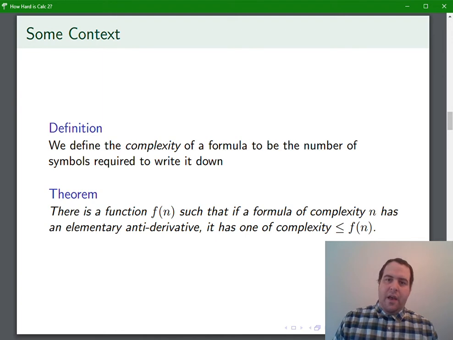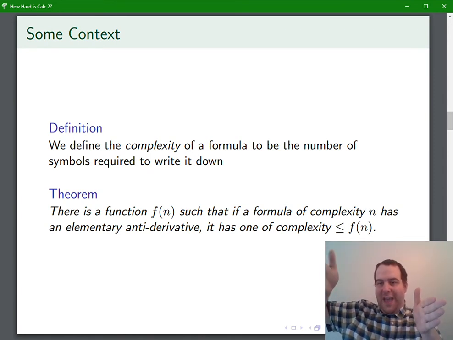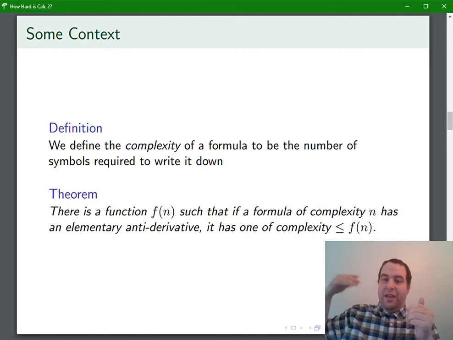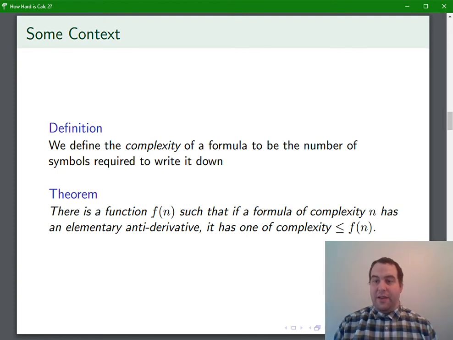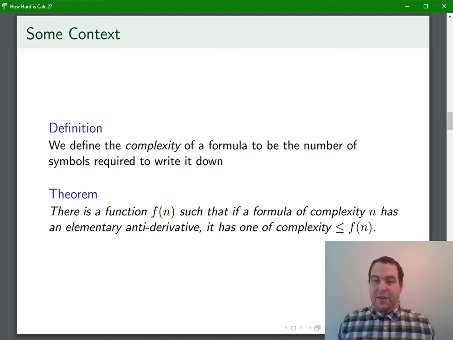complexity classes. And it turns out that if this is the case, then there's some sort of function that says, well, actually, we don't have to search infinitely long, right? There's some sort of function f of n such that if a formula has complexity n, then we only have to check the formulas up to complexity f of n in order to find the antiderivative, if it exists. And if it doesn't exist, if we get to that end and we didn't find the antiderivative, then we know that the antiderivative doesn't exist. We know it's something like e to the minus x squared.